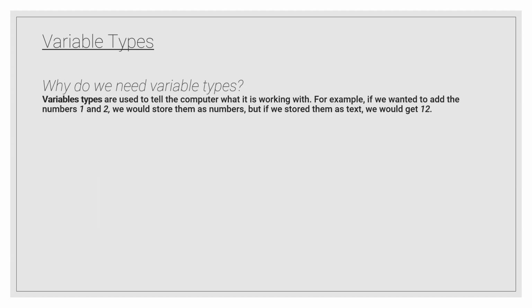Now let's talk about variable types. Variable types are used to tell the computer what it's working with. For example, if we wanted to add the numbers 1 and 2, we would store them as numbers, so we could get 3. But if we stored them as text, we could get 12. There are 4 basic variable types in Python.